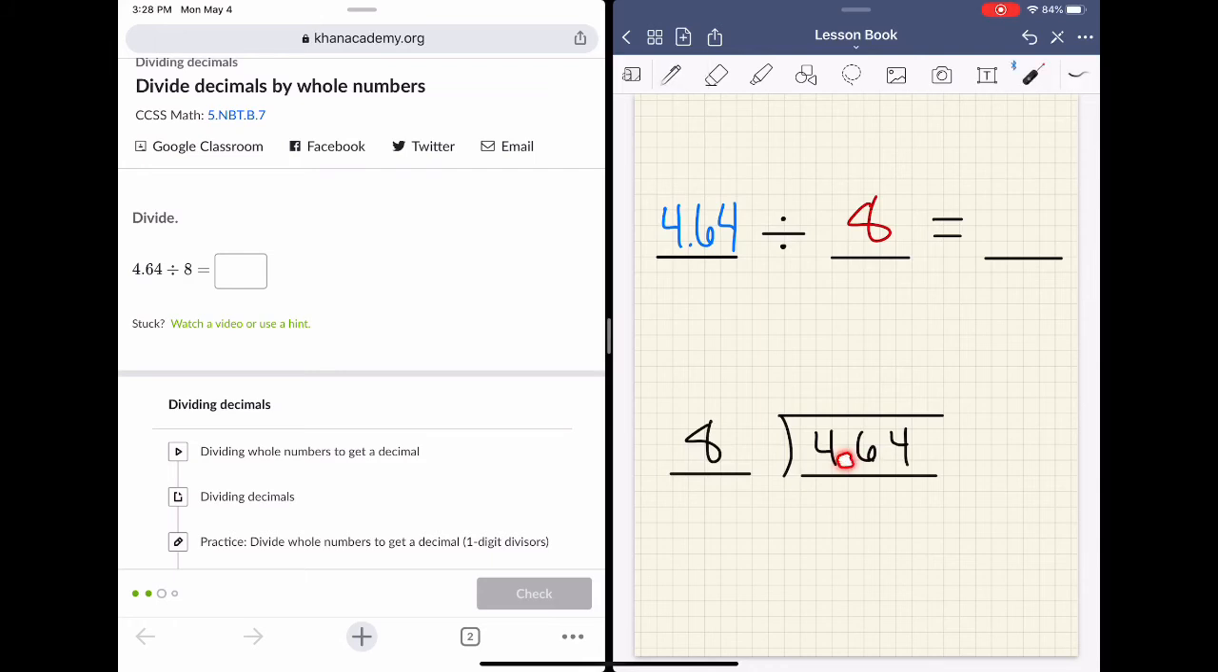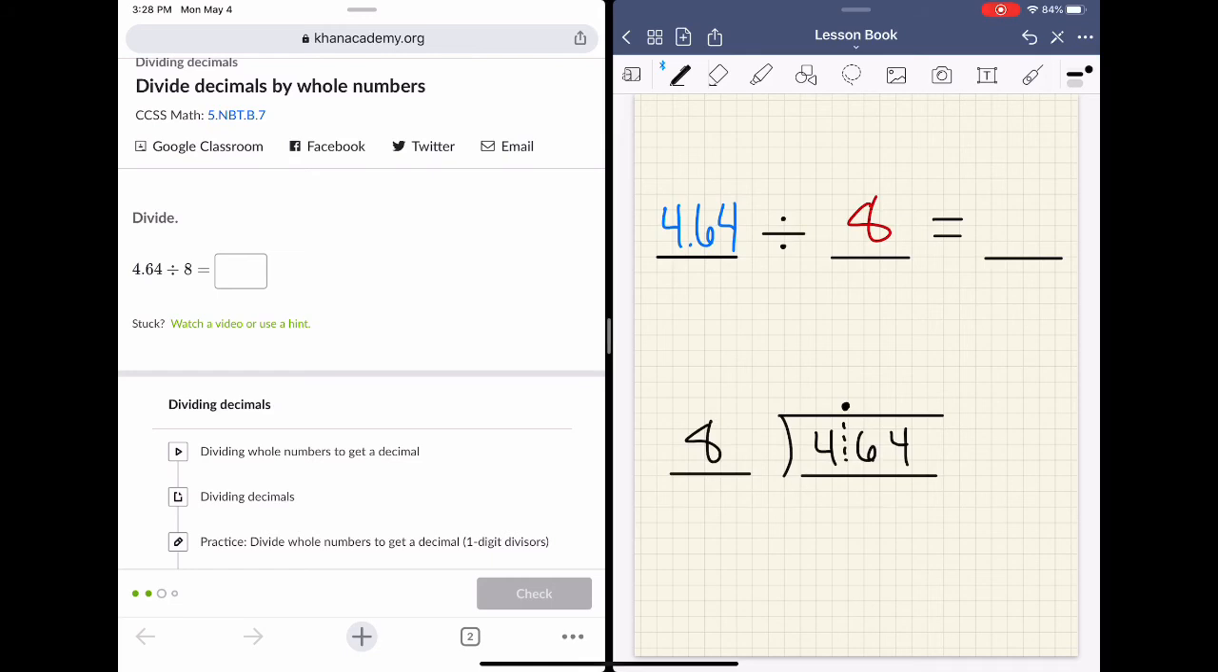The only thing we need to do first is just to move this decimal up directly above itself to appear that way in the quotient. And I'll show you why that's important in just a moment. So we're going to put our decimal there, again, directly above where it was in the dividend, and we're just going to divide 8 into 464 as though the decimal were not there.